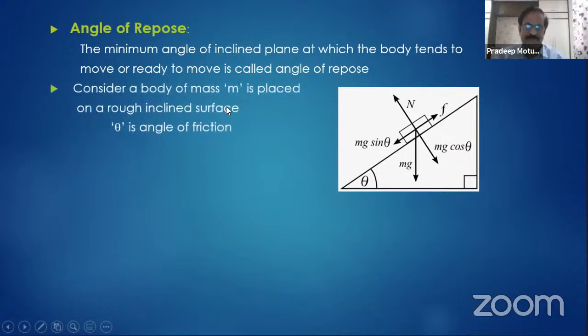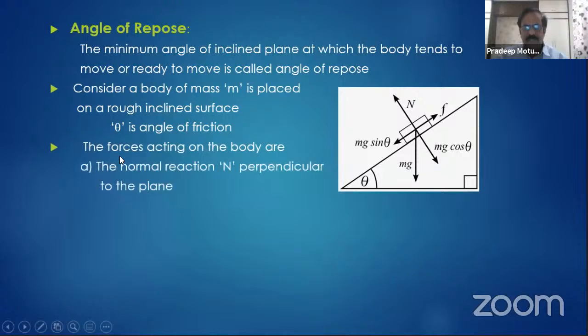Now we'll go through it. Consider a body of mass m placed on a rough inclined plane. Now you know that theta is the angle of friction. Now there are two forces acting on the body.